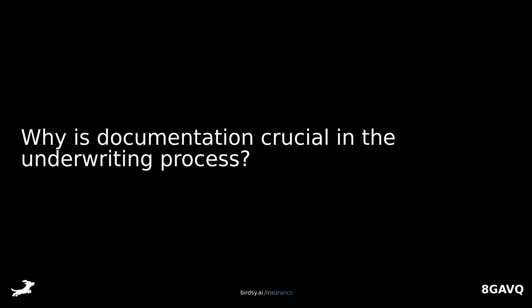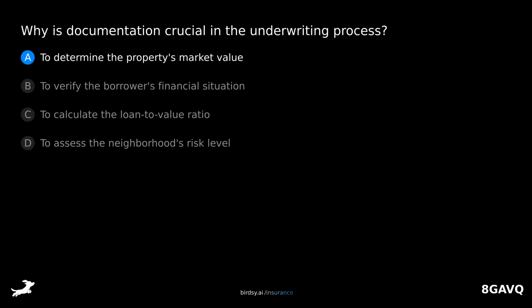Why is documentation crucial in the underwriting process? Is it A, to determine the property's market value? B, to verify the borrower's financial situation? C, to calculate the loan-to-value ratio? Or D, to assess the neighborhood's risk level? The answer is B, to verify the borrower's financial situation.